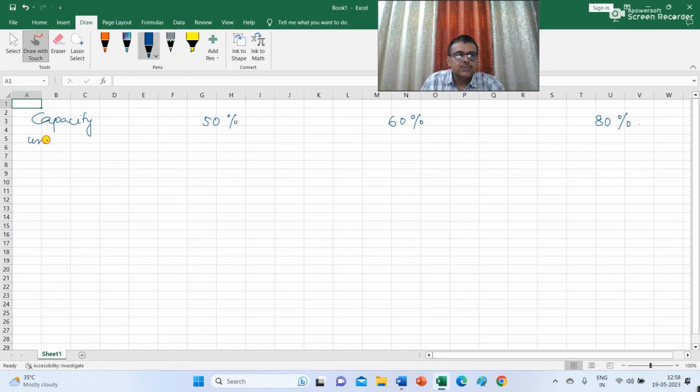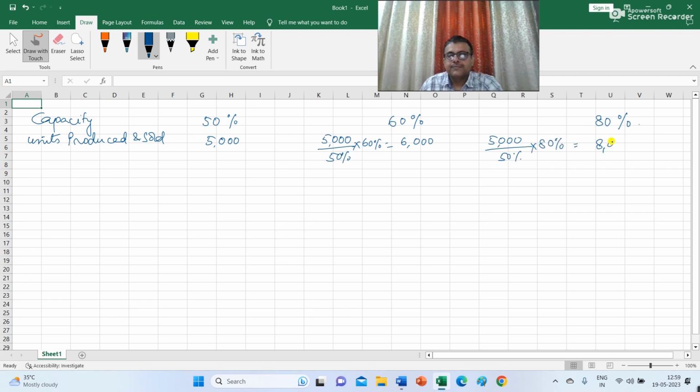So units produced and sold at 50% capacity is 5,000 units. So how many units will be produced at 60% capacity? 5,000 units at 50% capacity means total capacity is 10,000. And at 60% capacity, the production will be 6,000 units. And at 80%, the number of units that will be produced and sold will be 8,000.